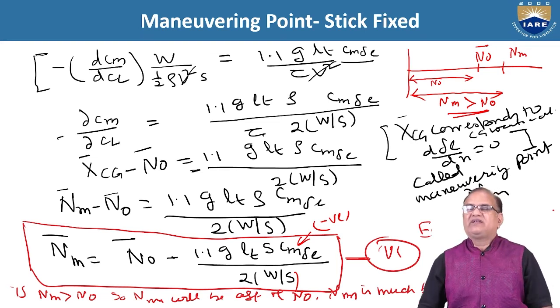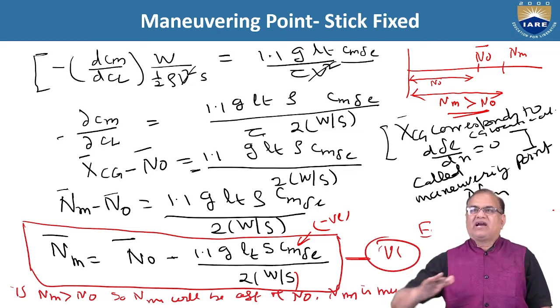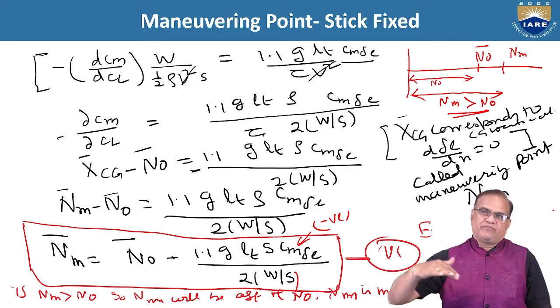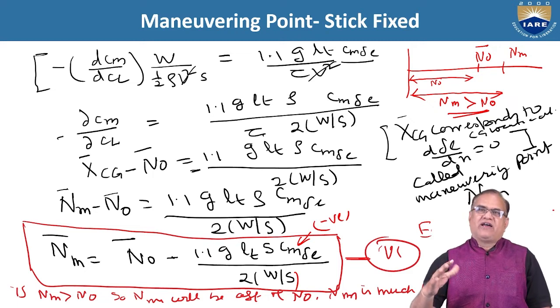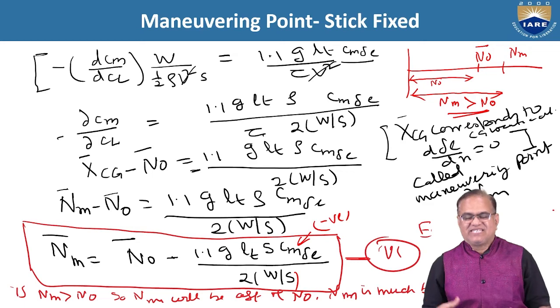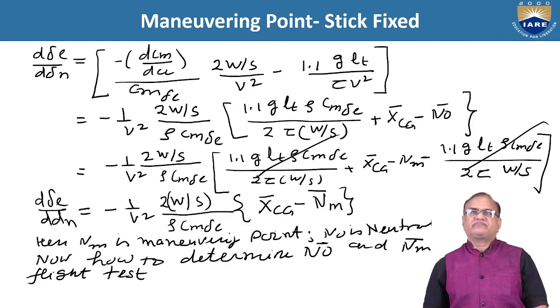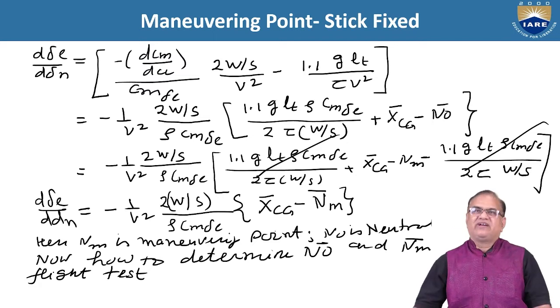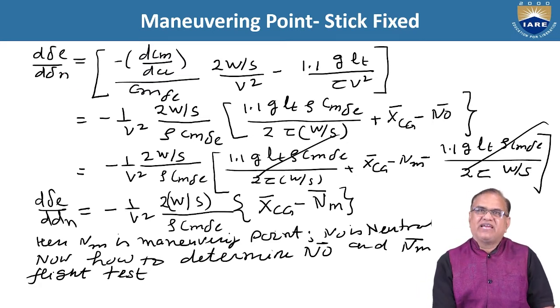So in maneuvering, the aircraft becomes more stable than in non-maneuvering. If it is steady state, your stability is less. But once your aircraft is maneuvering, or climbing, or pulling up, or turning, your aircraft stability is increased. So now we have to further investigate the same thing again.